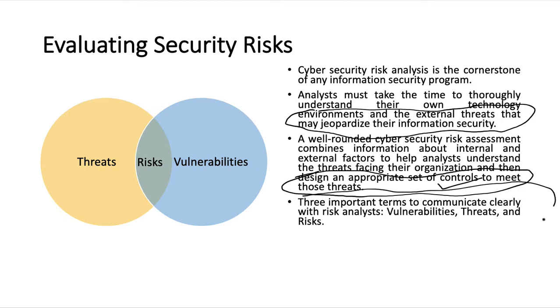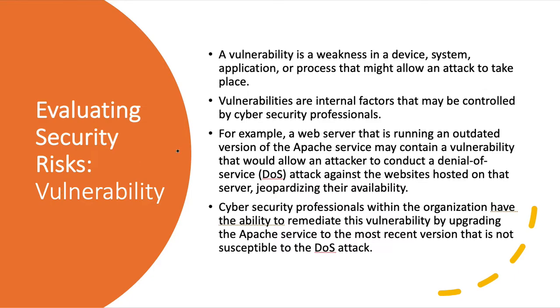There are three important terms whenever we are doing any risk assessment: vulnerabilities, threats, and risk. We are going to talk about each in upcoming slides. So let's move to the vulnerability slide, guys. What is a vulnerability? A vulnerability is a weakness in a device, system, application, or process that might allow an attacker to take advantage of it and compromise your system. Correct? Vulnerabilities are internal factors that may be controlled by cybersecurity professionals.